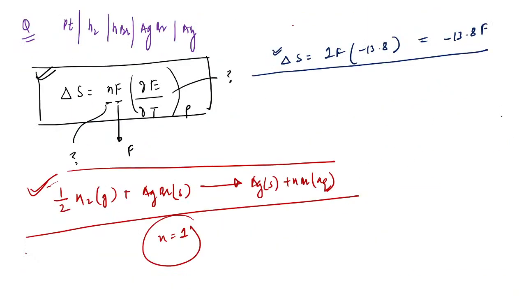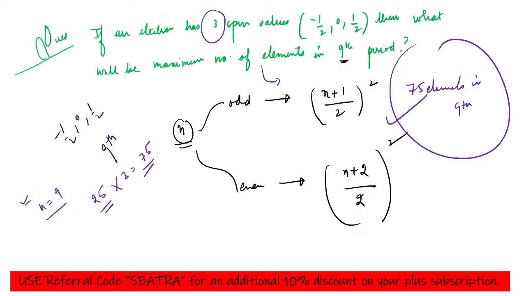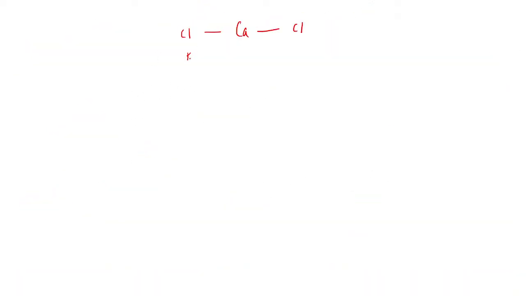Now let's solve this question. So we have calcium and then chloride and chloride. What is given to us is this value: assuming that calcium chloride is a linear molecule of length 5.6 angstrom. So this length is given, that is 5.6 angstrom. Definitely this length would be just 5.6 divided by 2. Okay, this is going to be your length of calcium and chloride.